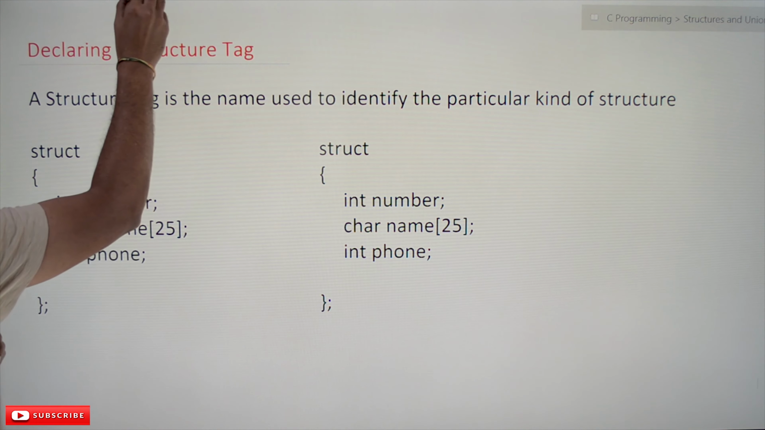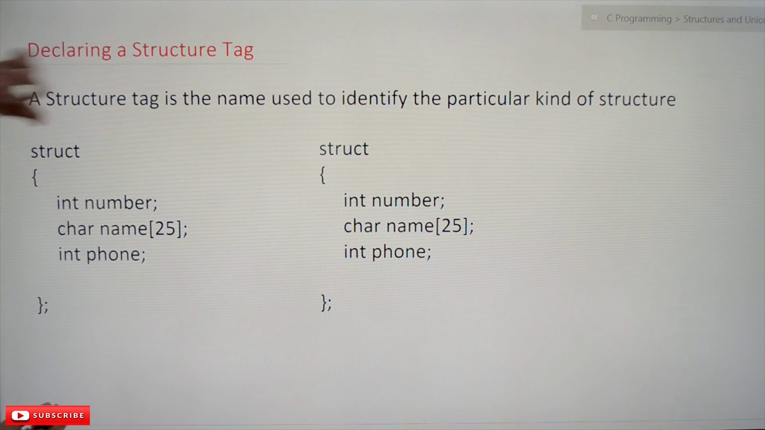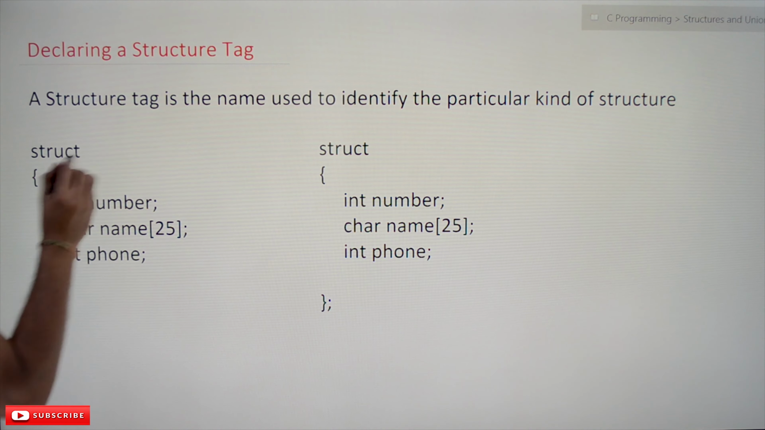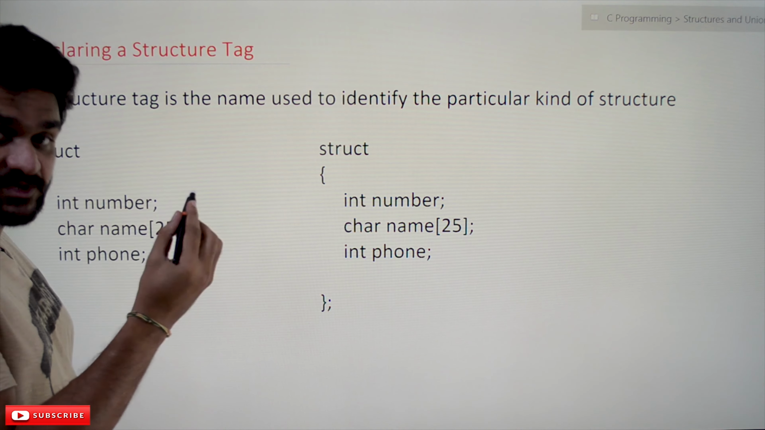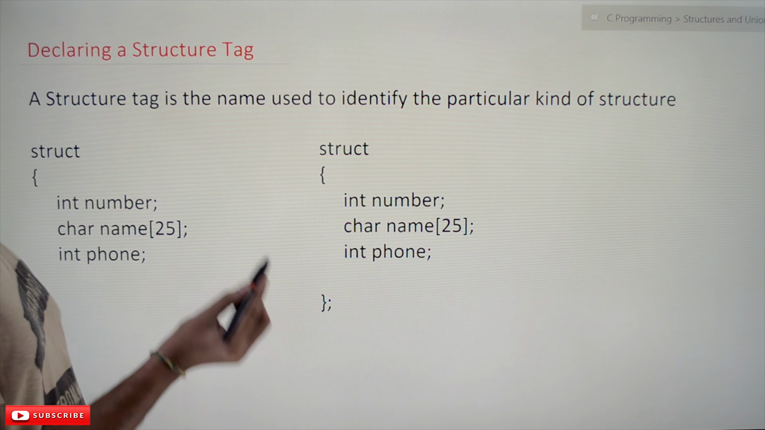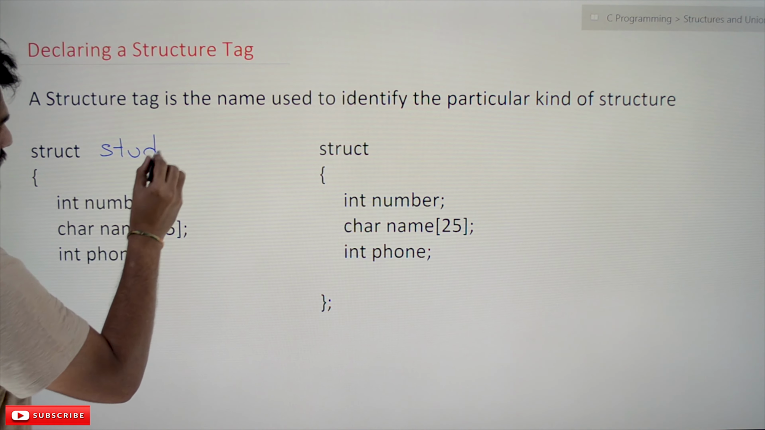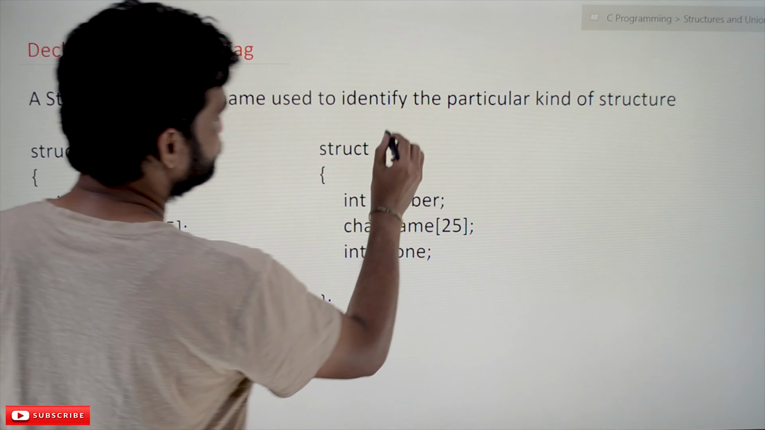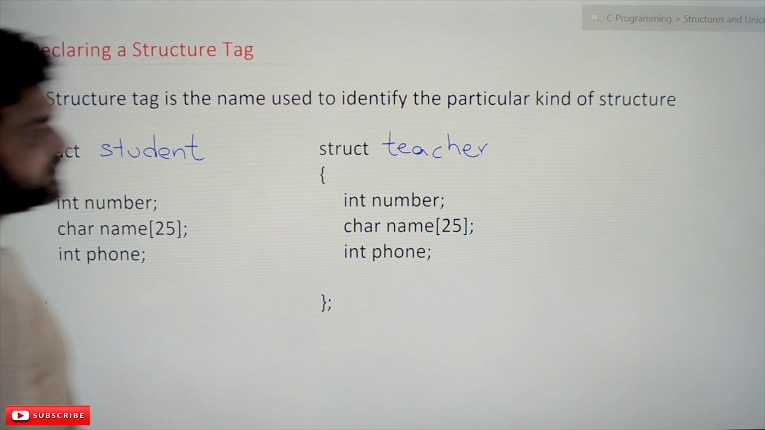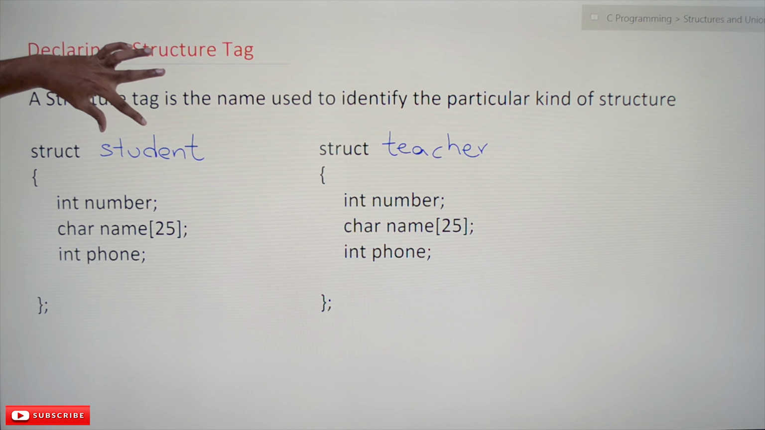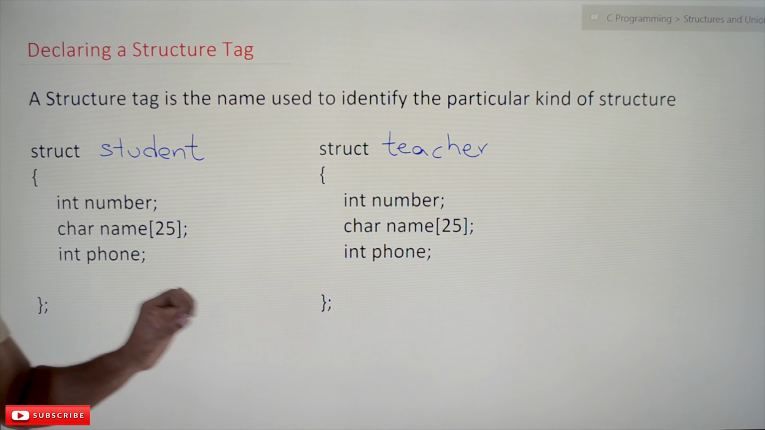So how can we give the structure tags? Here, beside this struct, we can name the structure. We can give a name to this structure, and that unique name is what we call a structure tag. This is for student, so we will name it student, and this is for teacher, so we will name it teacher. So this structure is identified as the student structure and this structure is identified as the teacher structure.